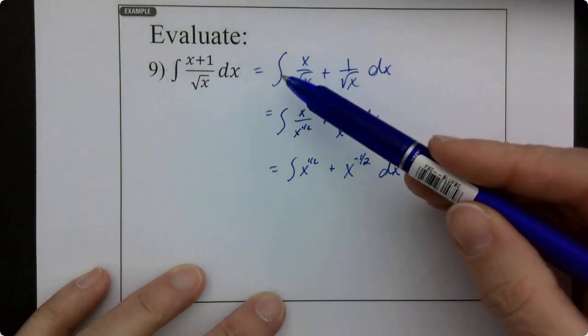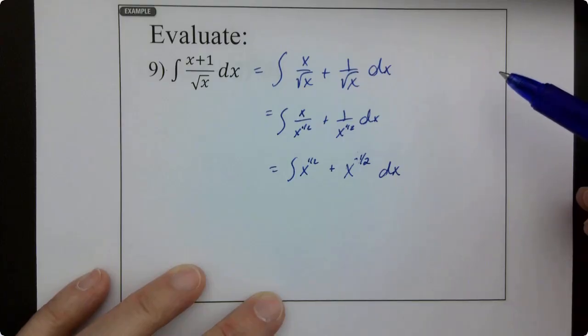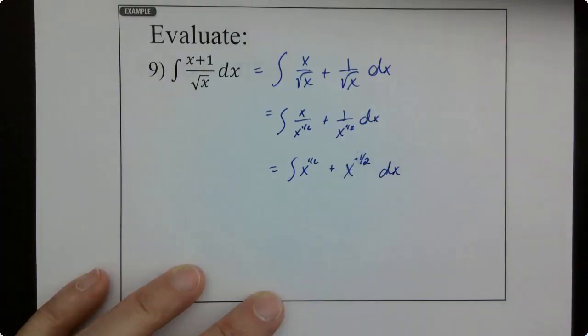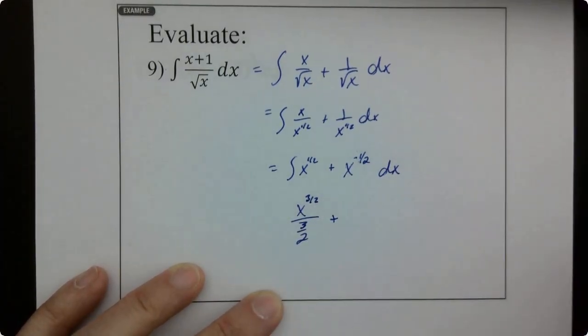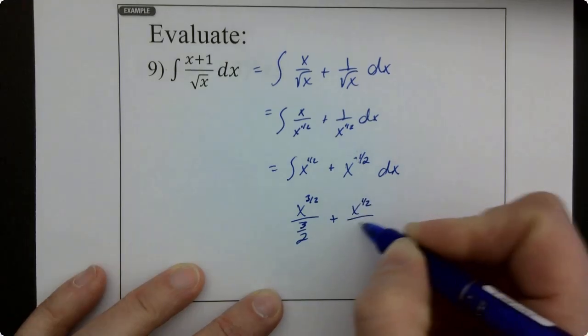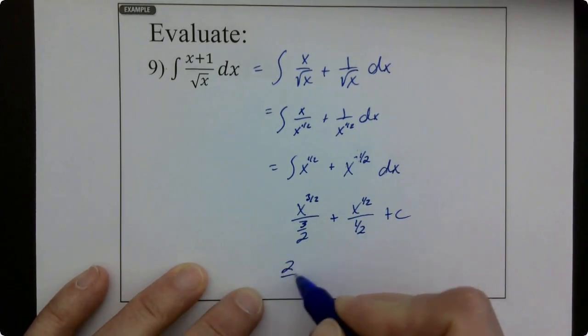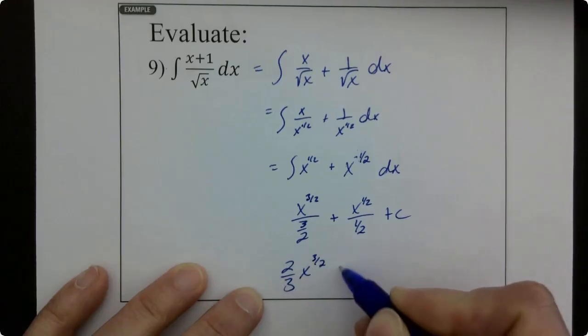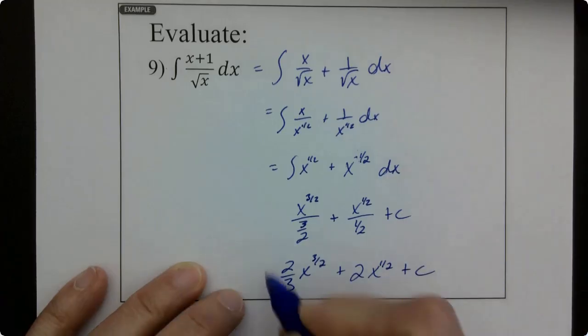Notice I'm still writing my integral sign and my dx because I have not yet applied the power rule. All I've done is manipulated my original function. Now I'm going to apply the power rule so I can stop writing the integral sign and the dx. I'm going to add 1 to the exponent, 3/2, and divide by 3/2. For the next term, add 1 to the exponent, 1/2, divide by 1/2, and start adding your plus c. So this becomes 2/3 x to the 3/2 plus 2 x to the 1/2. You can call that square root of x if you want, plus c.